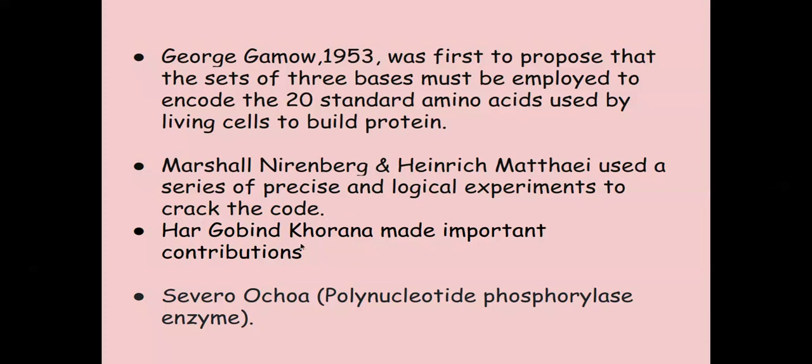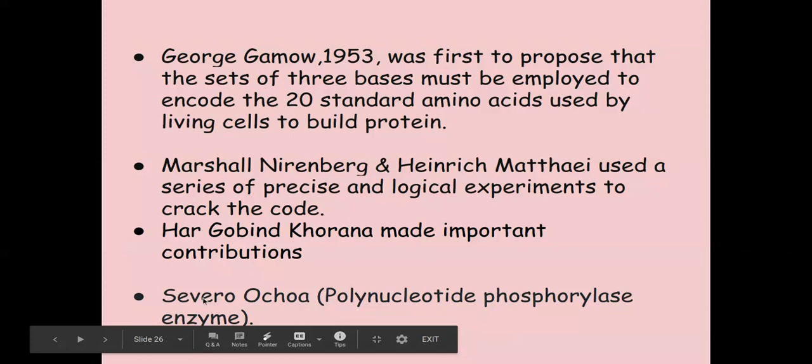Okay, and you also had another scientist that's mentioned in your book, and he's of Indian origin. That means he was born in India, but later on he acquired US citizenship. He is Har Gobind Khorana. He also made important contributions that led to the deciphering of the genetic code, and therefore he is given credit. And in the year 1968, Marshall Nirenberg shared the Nobel Prize with Har Gobind Khorana for this work of deciphering the genetic code.